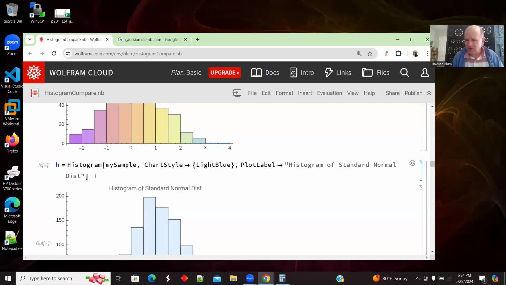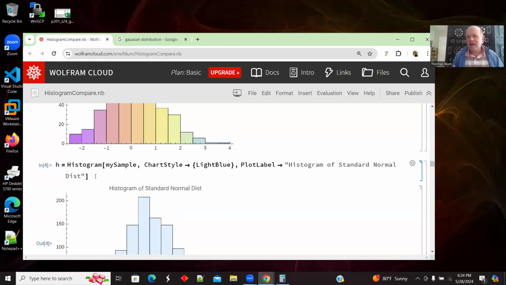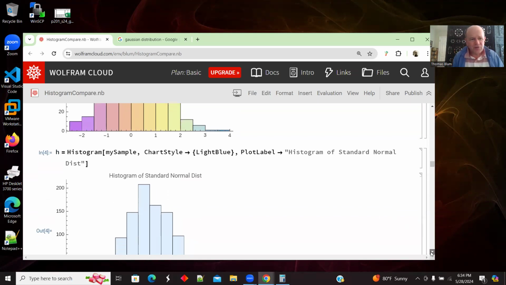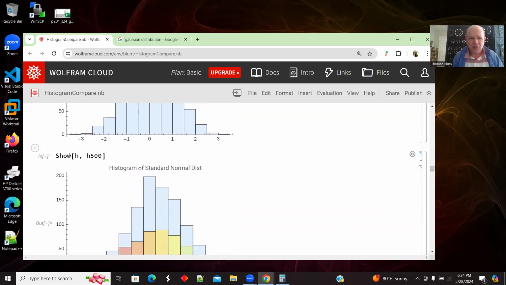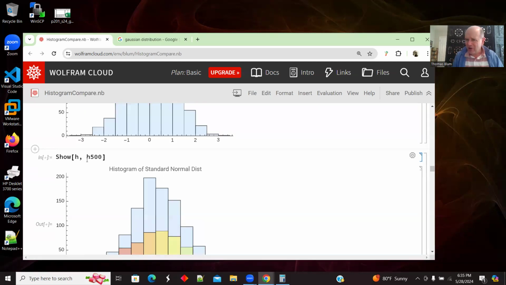And I'm just pulling something from an abstract math distribution, the normal distribution. So there's no real label or units for my x-axis here either, but I can label them if I want. But again, just making another histogram. And I haven't been naming these histograms just so that it's easy then to put them together. So I'm showing H and H500. 500 was the histogram when there were 500 samples. H was the 1,000. And the order here matters.